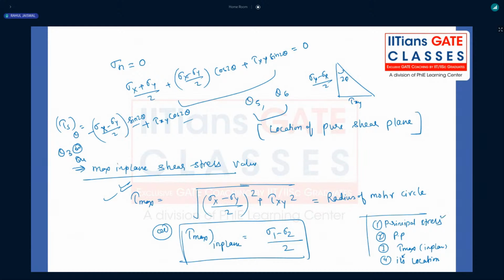We know the formula for the principal stresses. We know the formula for how to find the principal planes. We know the formula for the maximum shear stress value, and the location of the in-plane shear stress, right? We'll discuss theta 5 and theta 6. Now, all of you are done with this? All of you have noted down?